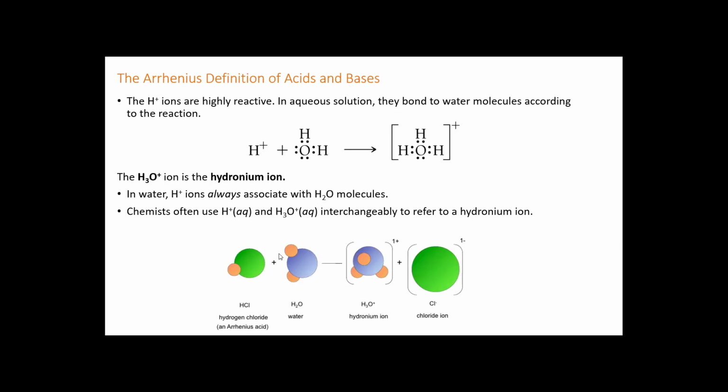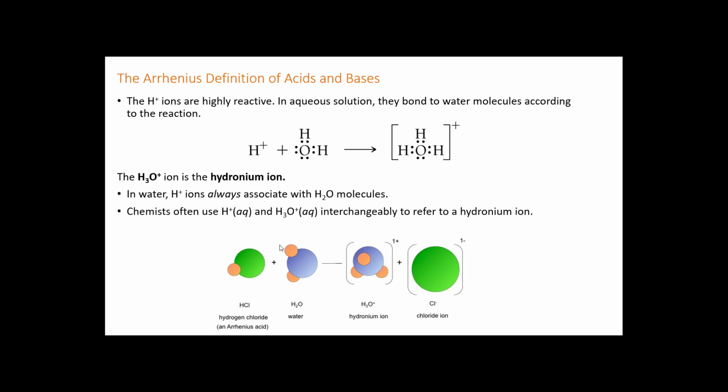The hydrogen ion, or the proton, is very reactive. In aqueous solution, it bonds to water molecules, and this produces a hydronium ion, which is what you see here. It's an H3O+ ion. So we tend to use the hydronium ion and the H+ interchangeably. They mean the same thing.